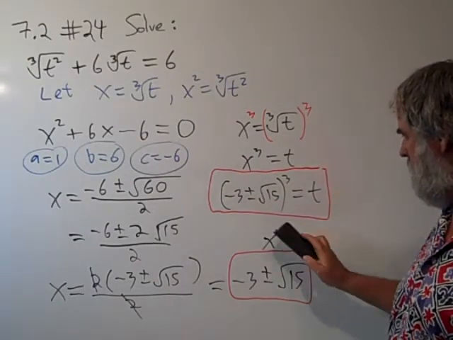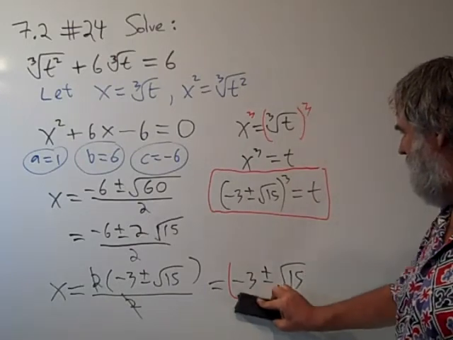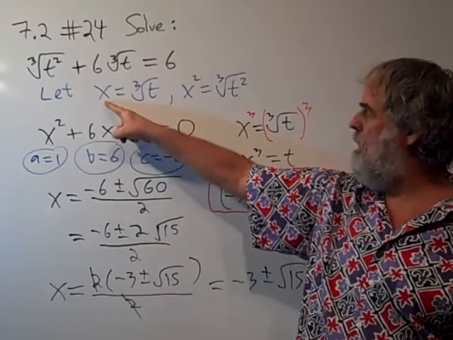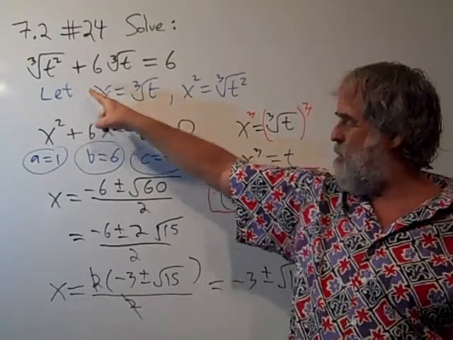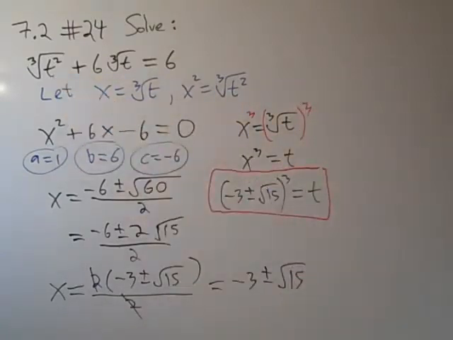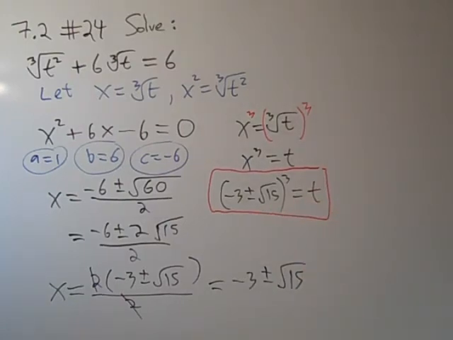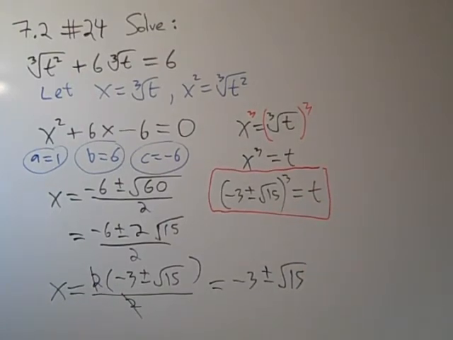This was just an intermediate step down here, not the final answer. You have to be aware of that. When you make a substitution and you find x, remember that you still have to go back and find t. We found t. T is this. The plus gives you one solution, the negative gives you the other.